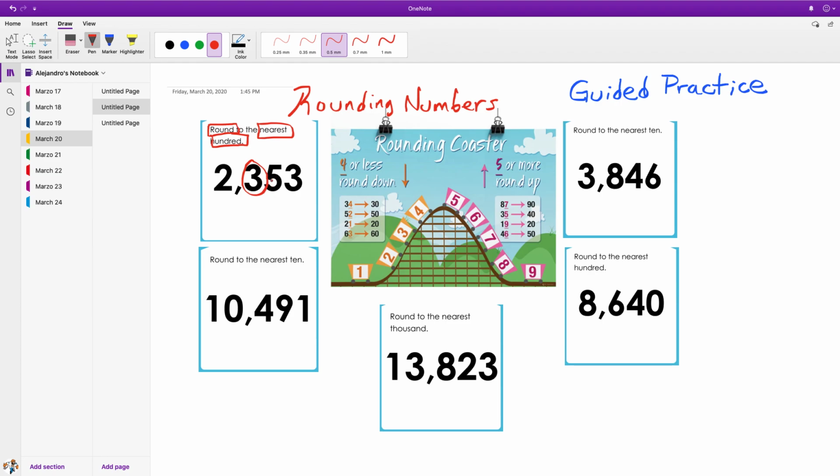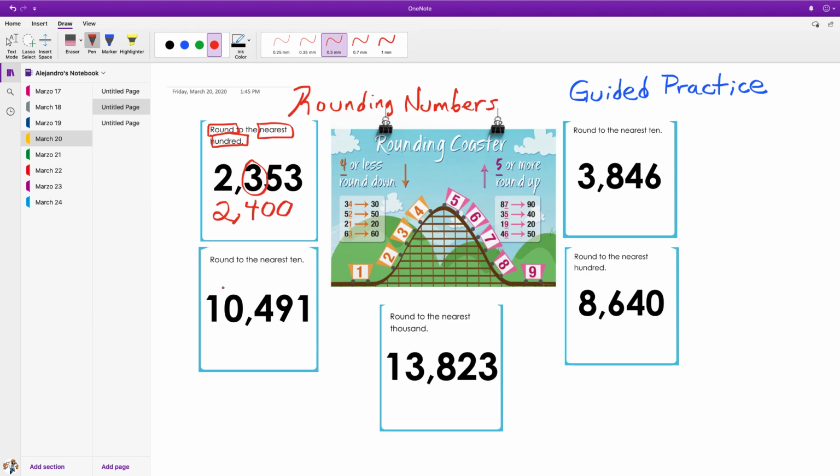So what do I need to do with the number 5? Yes, it goes up. So it's gonna look something like this: 2,000, comma. Since I'm going up, the 3 now becomes a 4, and the 10s and the 1s become a 0. So the new number is 2,400. Okay, good. So we are done with the first one. For the next number, we have 10,491.